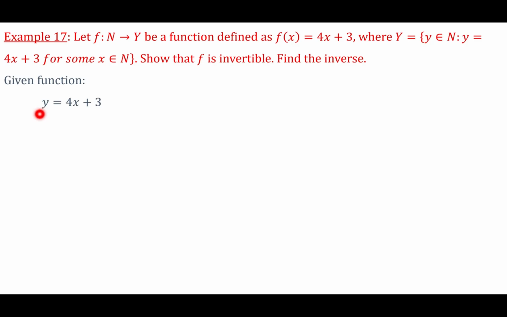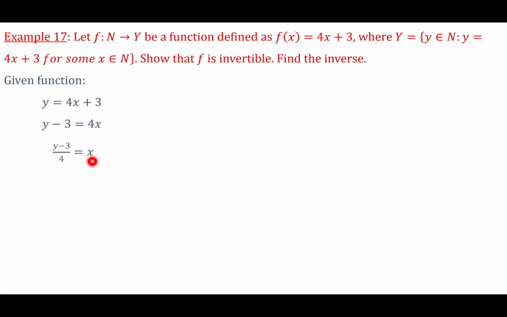f of x is nothing but y. That's why I'm saying y equal 4x plus 3. Now from the given function, solve for x. That is your inverse function. Now, solve for x means we switch positive 3 to the other side. It becomes negative 3. So y minus 3 equal 4x. Now I need x. I don't need 4. So I divide by 4 on both sides. So (y minus 3) over 4 is equal to x.